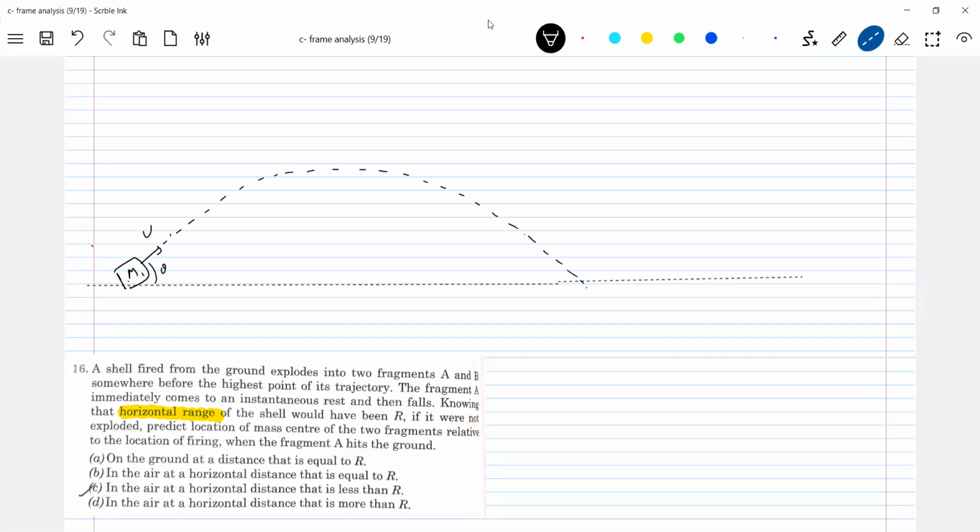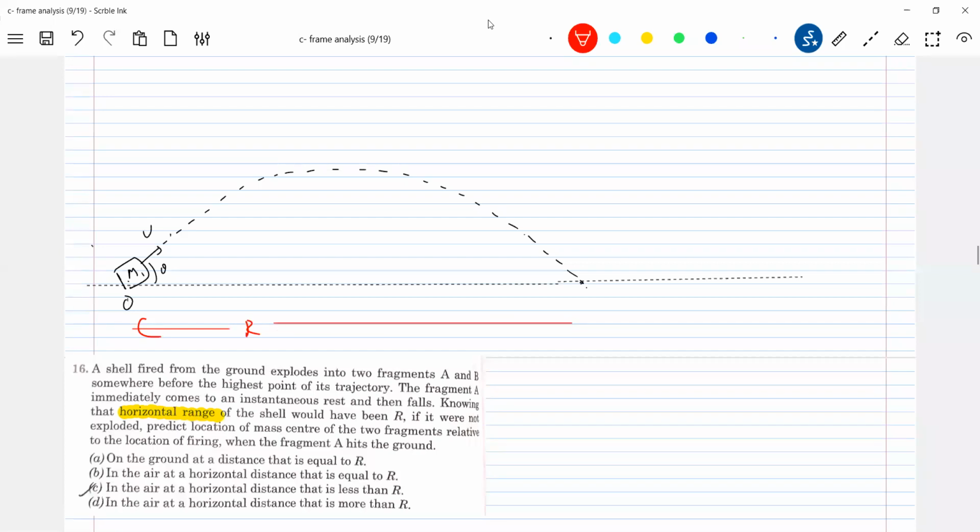If there were no explosion, what would happen? It would definitely come and strike. There's a point of projection O. So it would have come and strike at this particular point. It will describe a parabolic path. It will come and strike the ground at a distance R. What is R? R is the range.